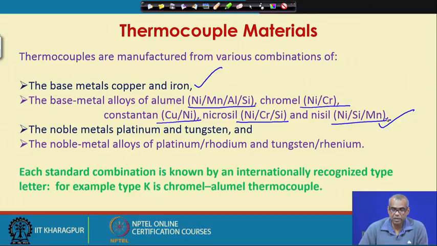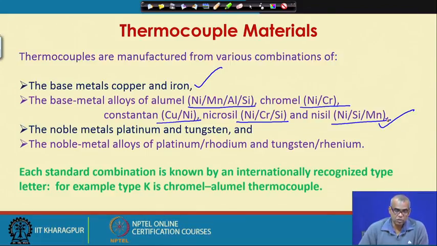The noble metals platinum and tungsten, and the noble metal alloys of platinum rhodium and tungsten rhenium. So, these are the different materials which are commonly used for manufacture of thermocouples. We use these metals in various combinations to make different types of thermocouples. Each standard combination is known by an internationally recognized type letter. For example, type K is chromel alumel thermocouple.